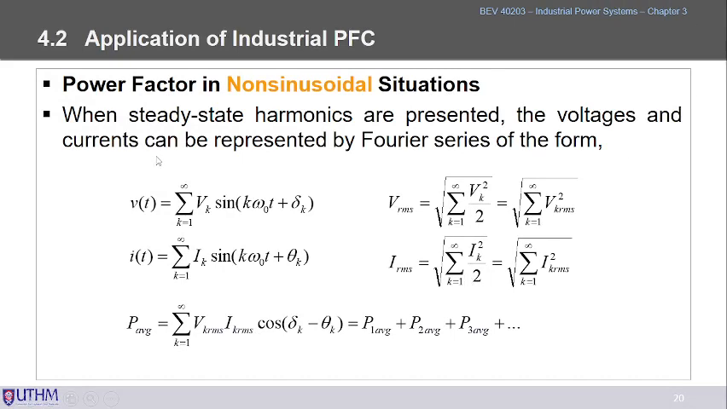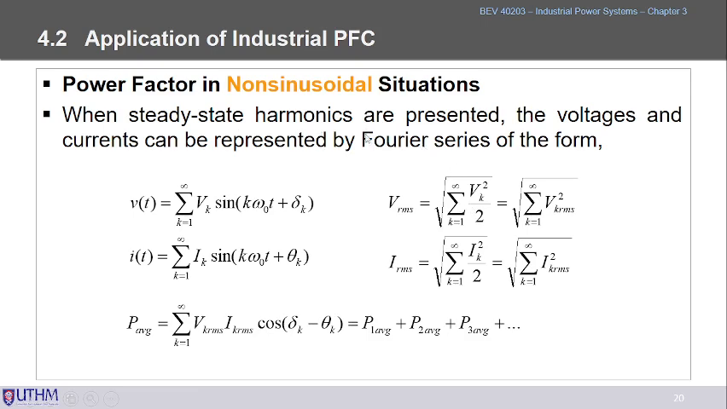Okay, this time we reach the non-sinusoidal case. This is the real case in the industrial power system, because the industrial power system is normally in a non-sinusoidal condition. It is no more sinusoidal. So for the non-sinusoidal case, of course, we need to include all the harmonic contents, rather than just focusing on the fundamental of the waveform.